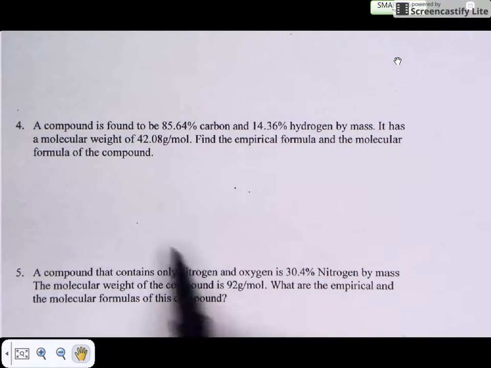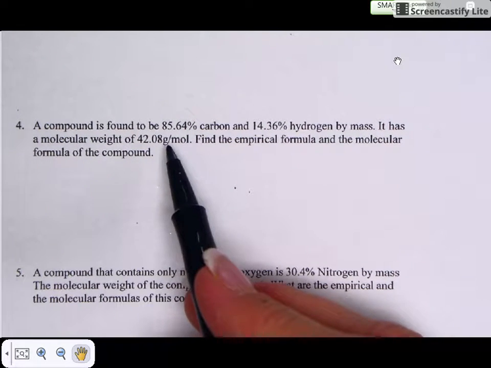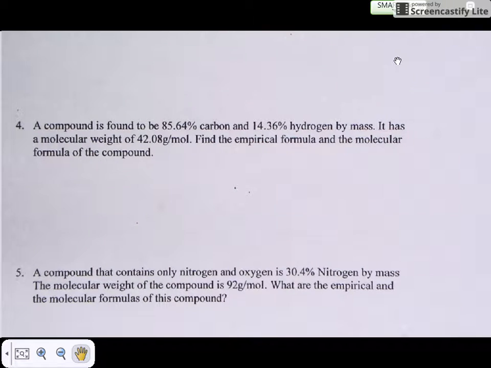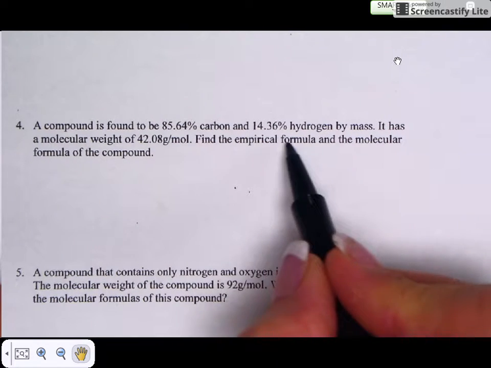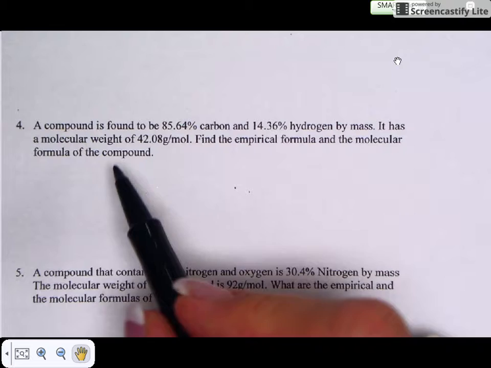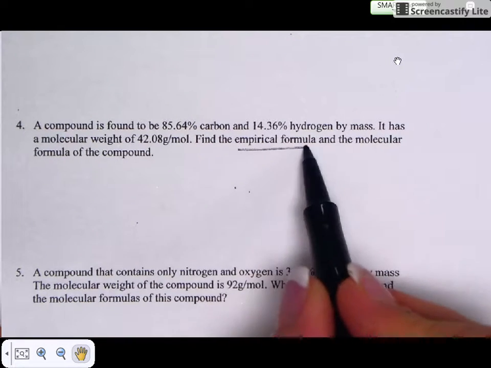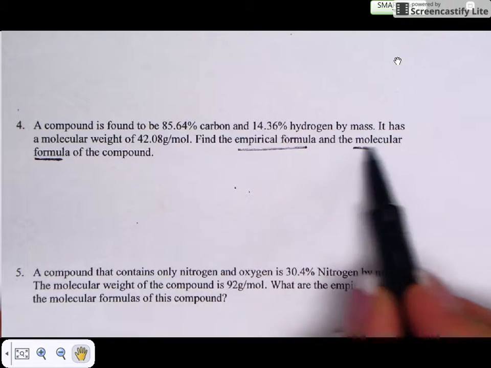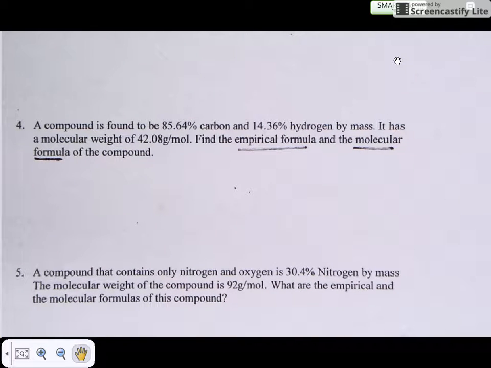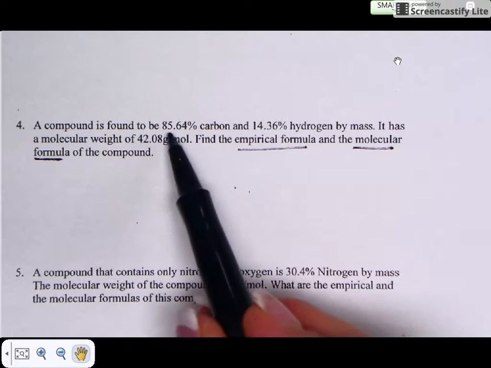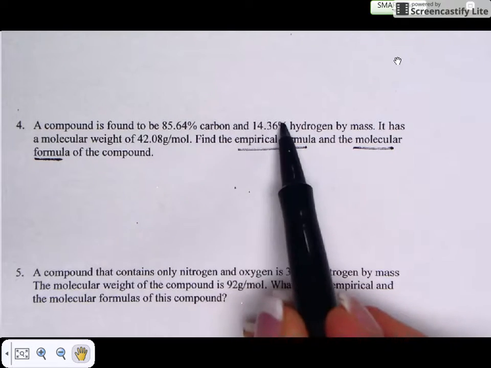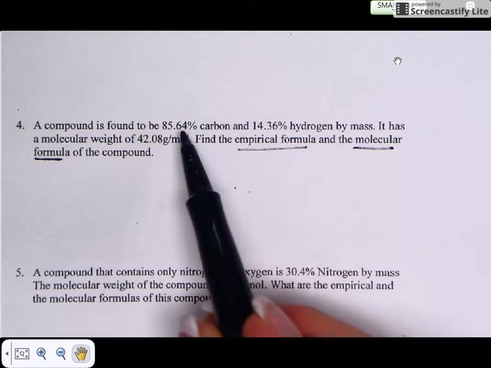So let's look at 4 first. Number 4 says a compound is found to contain 85.64% carbon and 14.36% hydrogen by mass. It has a molecular weight of 42.08 grams per mole. Find the empirical and the molecular formula. So in this problem, unlike the ones in the notes, I'm not giving you the empirical formula, but I am giving you enough information to find it. Notice I gave you both percentages. They always add up to 100%.